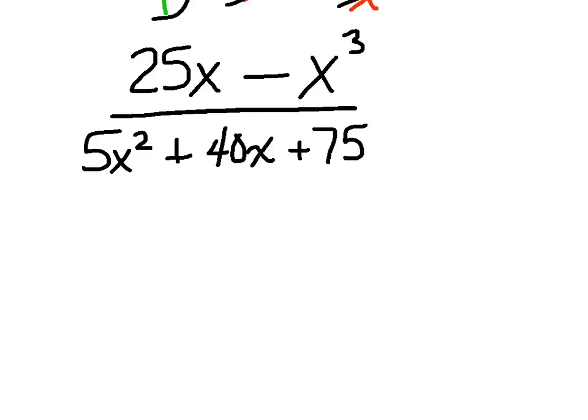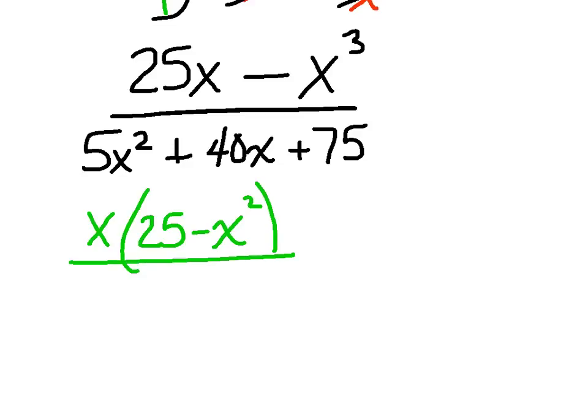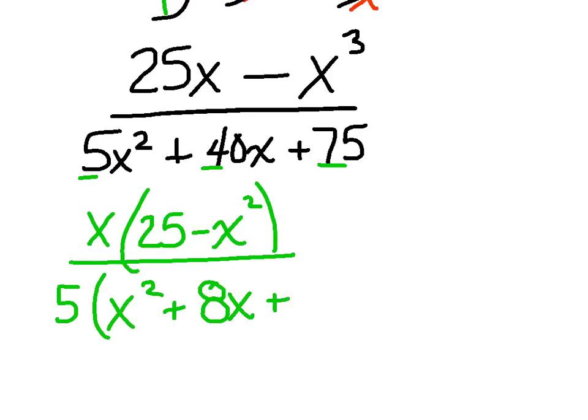All right, now it's all about the factoring, and we've been doing that for a while. So take a look. I've got an x and an x, so hopefully GCF is calling your name. And I've got 25 minus x squared. I would say GCF again on the bottom. Those are all divisible by 5. I'm going to pull out a 5, and I've got x squared plus 8x plus 15.